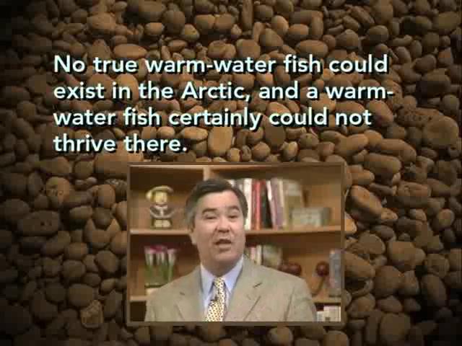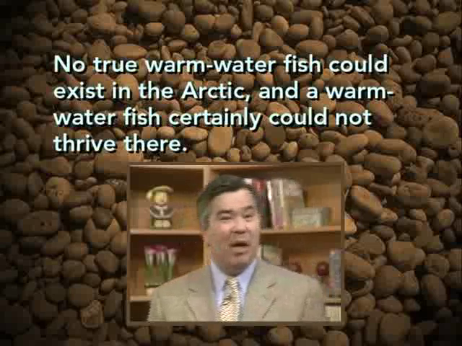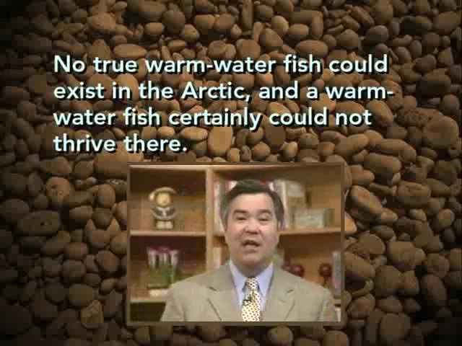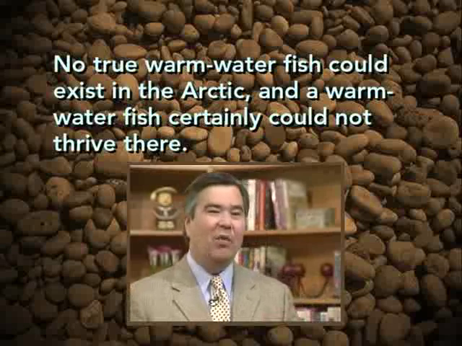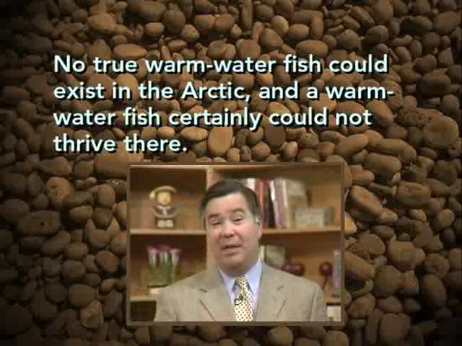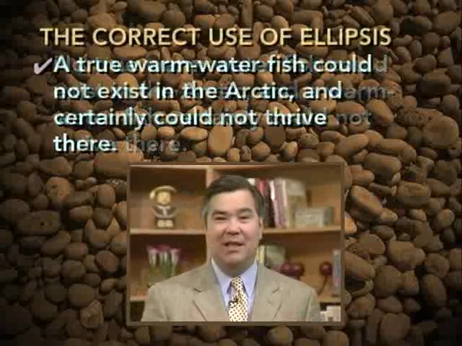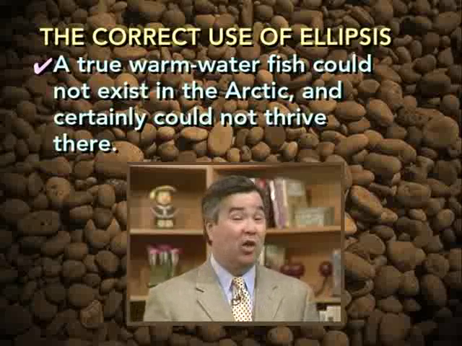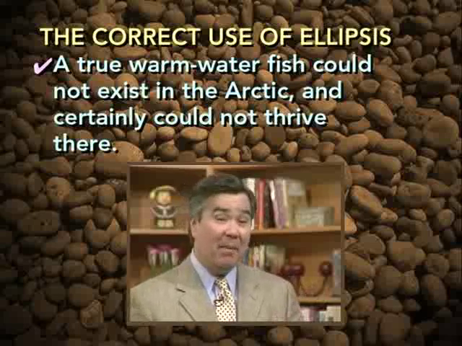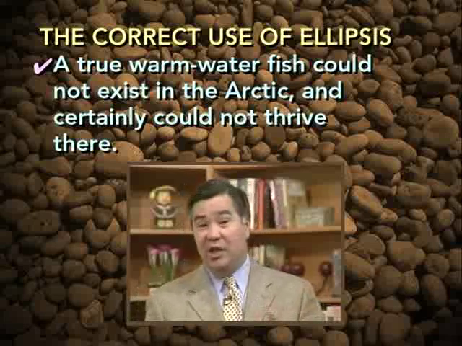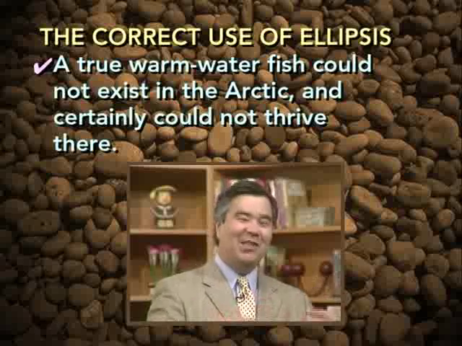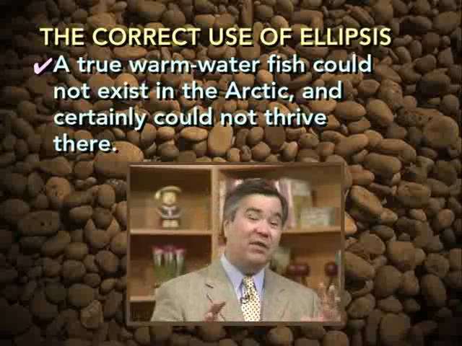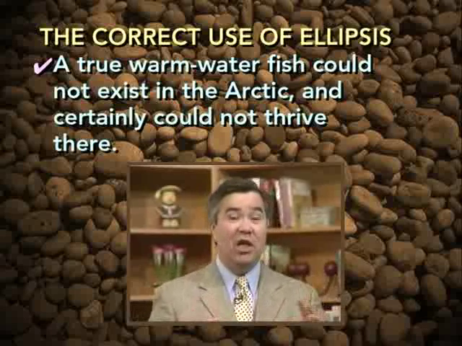Once again, this is rather repetitious and lengthy and probably not the best way of correcting the sentence. So you might want to retool it even more and get rid of the no with which the sentence now begins and rewrite the sentence something like this. A true warm water fish could not exist in the Arctic and certainly could not thrive there. By making it a true warm water fish, now we've got words that could be inserted into that second clause and make sense. So now we've set up the sentence with an ellipsis, which does work.